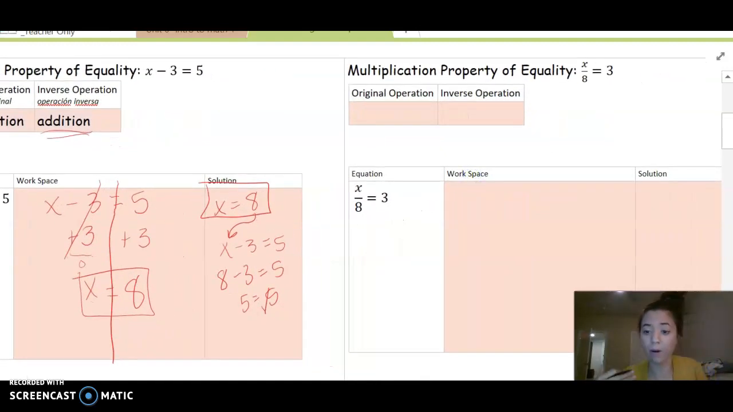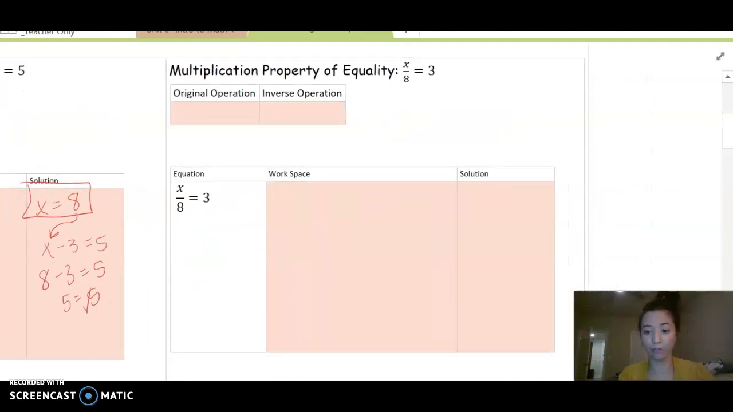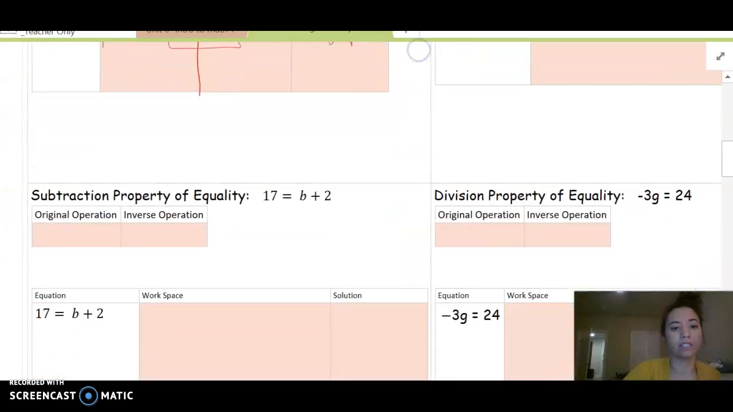All right, if you need to pause me at any point to make sure you get it down, please make sure you do that. When I'm going through these, I am making sure that your notes are full and complete so I can give you full credit. Okay, let's go ahead and we're going to work our way down.